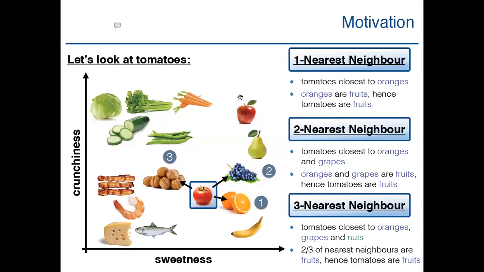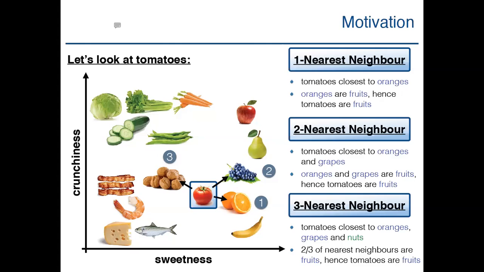ठीक है, so that's one way to think about it. Another way to think about it is कि आप एक nearest neighbor के बजाय you consider two nearest neighbors. So आप देखेंगे, अच्छा, let's look at the two closest things to a tomato in terms of sweetness and crunchiness. So the closest was orange, the next closest is grapes. ठीक है, and then what you do is you think about what oranges are. Oranges are fruits, and grapes are also fruits. Since both of these are fruits, you say tomato is also a fruit.